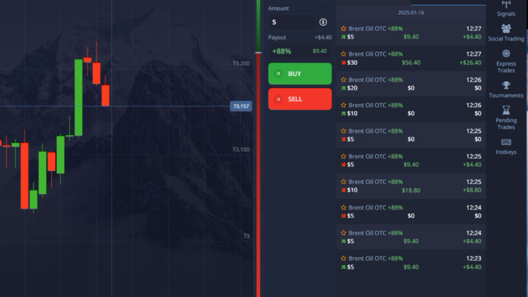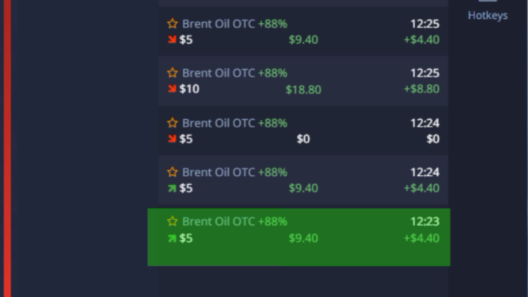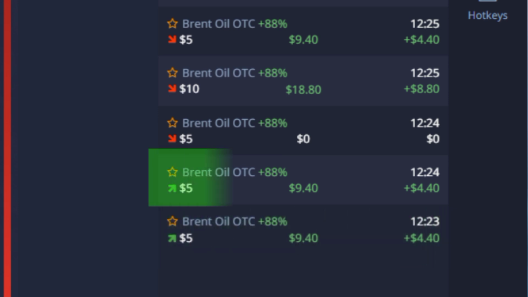As you can see, my first trade with an amount of $5 is a winning trade. The second trade is also a winning trade, and the amount of the second trade is also $5, because there is no need to increase your amount when you are continuously winning your trades. And then here is my third trade, which is a losing trade. So guys, here I have lost $5.